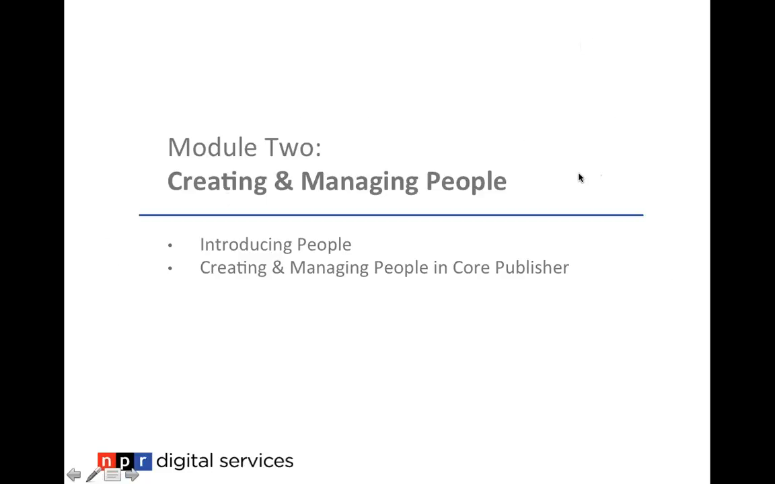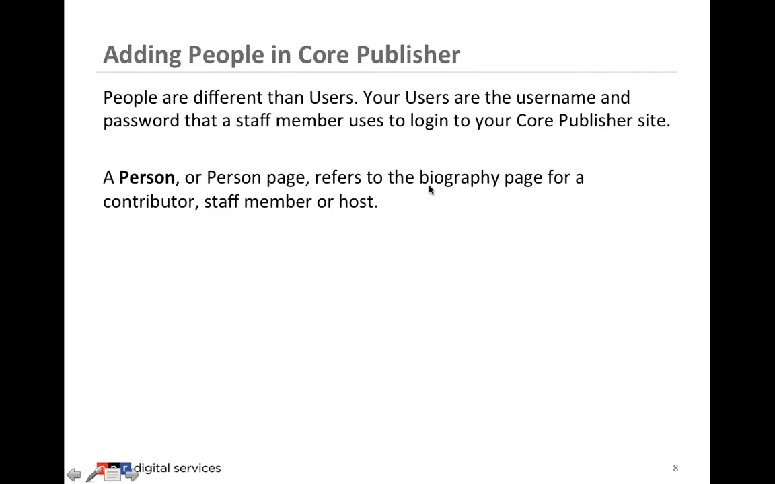All right. So moving on to our second module, we're going to talk about people pages now. So now we're actually going to move into creating a content type in Core Publisher. The first thing I just wanted to note is that people are different from users. Last week we created our users. They were basically a username and a password and an email address that allows your station staff to log into Core Publisher. But what we're talking about here are your people pages, and they are more like a bio page that includes their photo, their bio, their contact information.